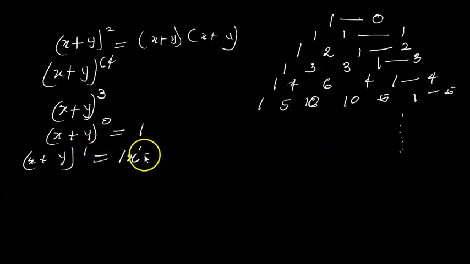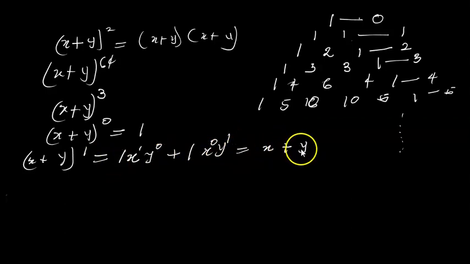Then y will be raised to the power of what? 0. Plus 1 again. x will be raised to the power of 0 now, while y will be raised to the power of what? 1. So that expansion is the same thing as x plus y. Why? Because y raised to power 0 becomes 1, and x raised to power 0 becomes what? 1.